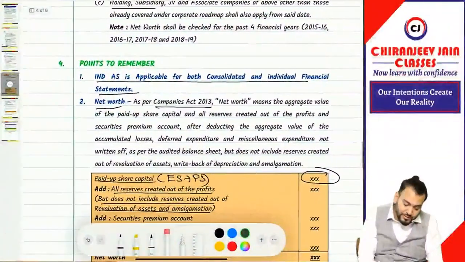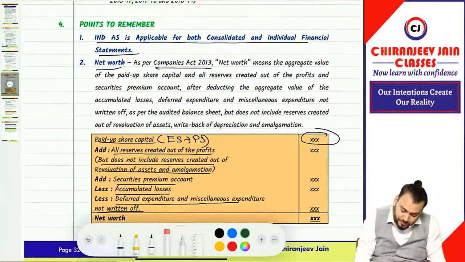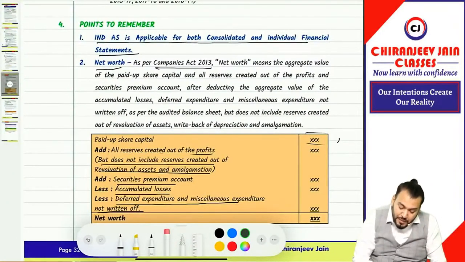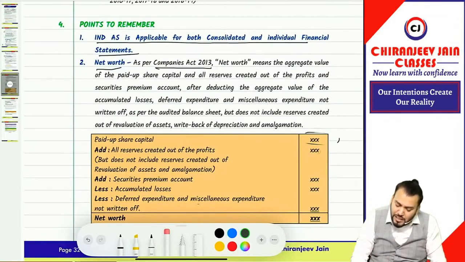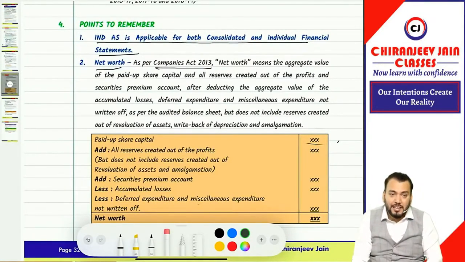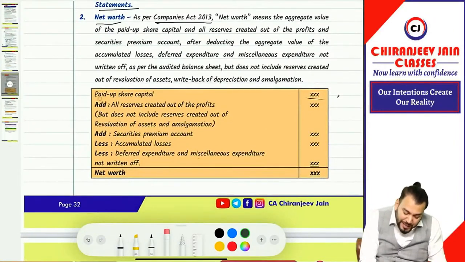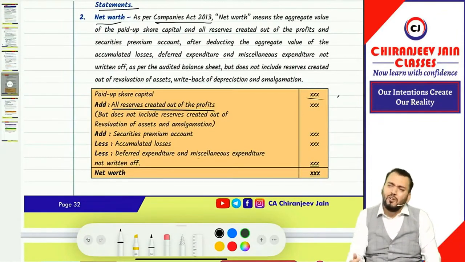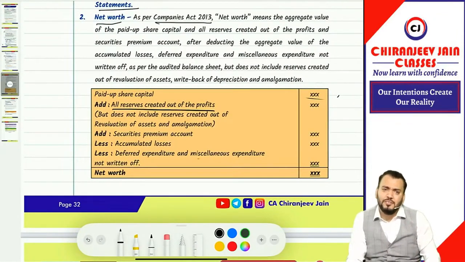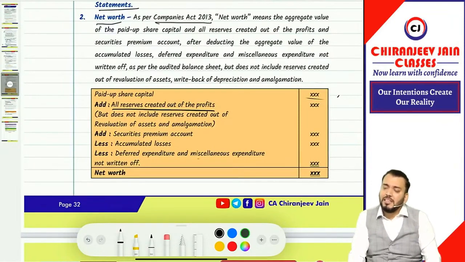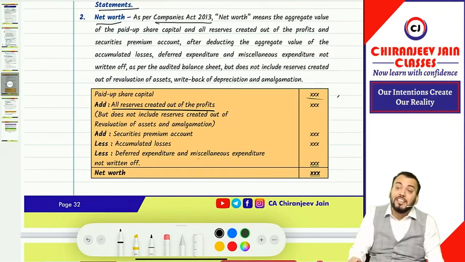Net worth, you can see the meaning has been given. Net worth means paid up share capital. When I say paid up share capital, it includes both equity shares and preference shares, because both are capital. So net worth means paid up share capital plus all reserves created out of profit. Normally reserves are created out of profit only, but there are some reserves which are not created out of profit.